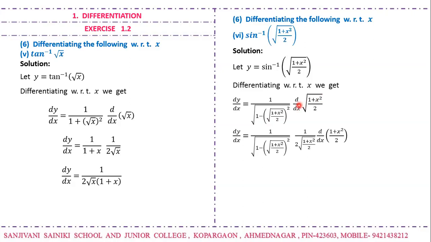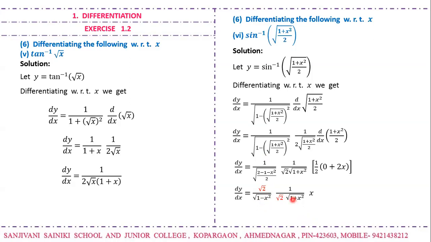So now d by dx of root f of x, its derivative, is 1 upon 2 root f of x into f dash of x. So 1 upon 2 is constant, derivative of 1 is 0, and derivative of x square is 2x. Now in the next step, this root 2 will be in the denominator, so we'll take it to the numerator. Root 2 will cancel each other.